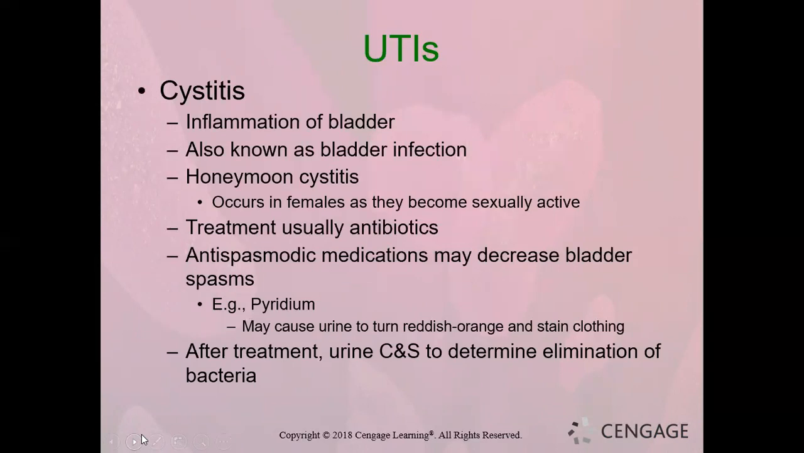Cystitis is just inflammation of the bladder, also known as a bladder infection. There is such a thing as honeymoon cystitis, which occurs in females as they become sexually active. They're usually going to treat this with antibiotics, and they might be doing other things like pyridium, which you don't need to know, but it can cause your urine to turn reddish orange and stain clothing. After treatment, they are going to do a culture and sensitivity to determine the elimination of the bacteria.